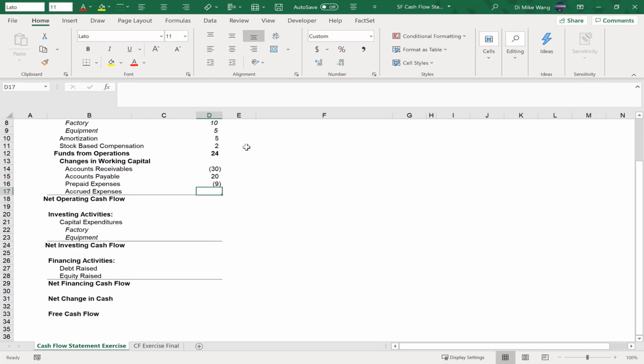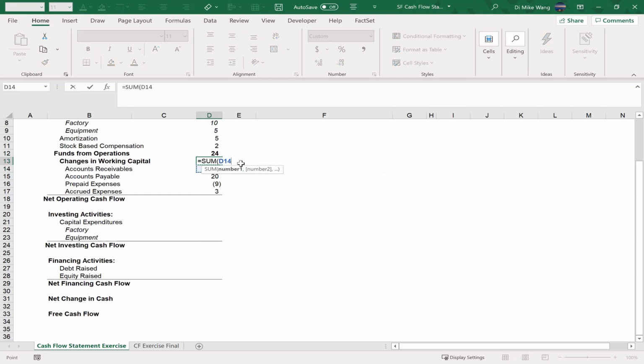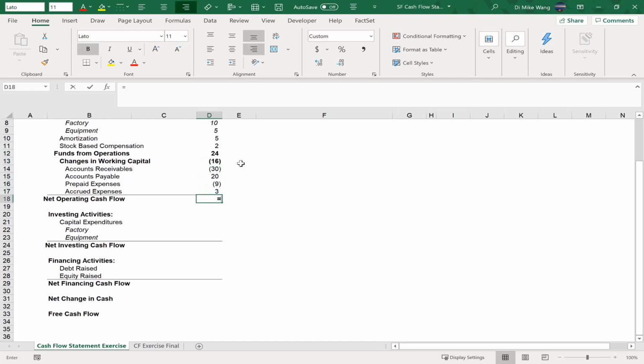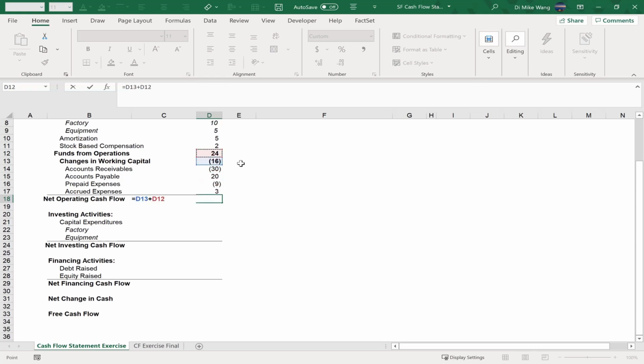Accrued expenses will be $3 as we've accounted for the full $5 worth of consulting services, but only paid $2 in cash. Accrued expenses is a liability, so adding to it would mean that cash was saved, therefore increasing our cash balance. We then sum all these items to get our changes in working capital, which is at negative $16. We then sum our changes in working capital and our funds from operations to get our net operating cash flow at $8.